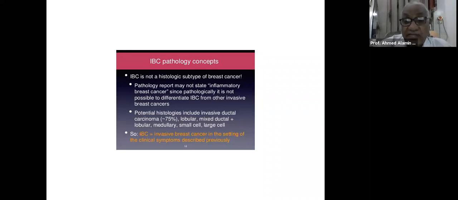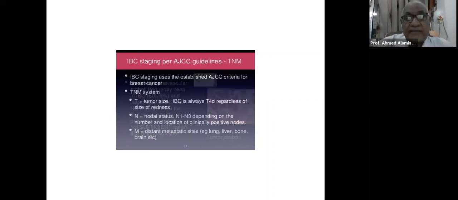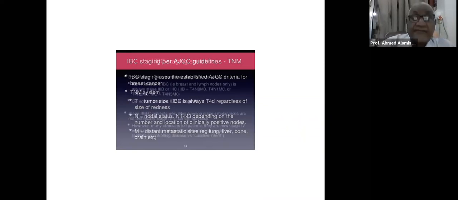Histology is invasive; it could be lobular, it could be ductal, but in the context of the clinical picture, emboli, and inflammatory staging, usually established by the American Joint Committee criteria for breast cancer, TNM, it is T4d. It is T4d.